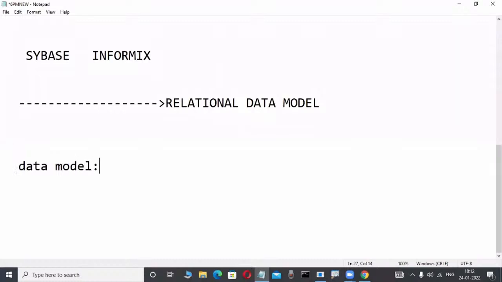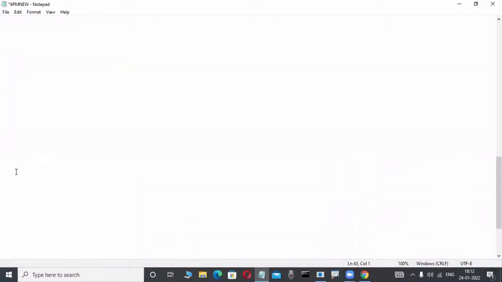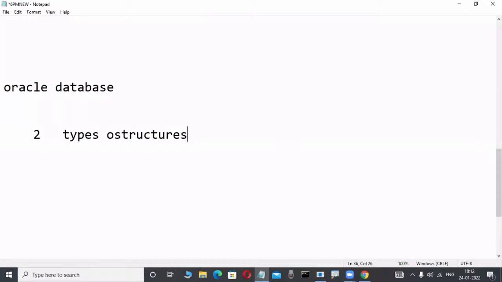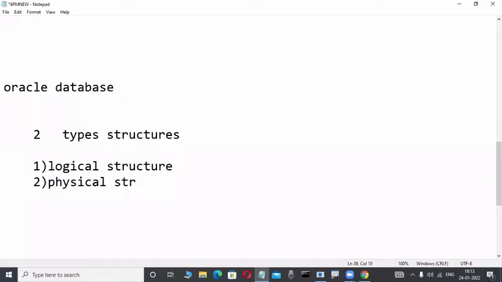I am telling one thing. Here, Oracle is a product. This Oracle database or any relational database has two types of structures, as I told in previous classes. One is logical structure, another one is physical structure. What is a logical structure?